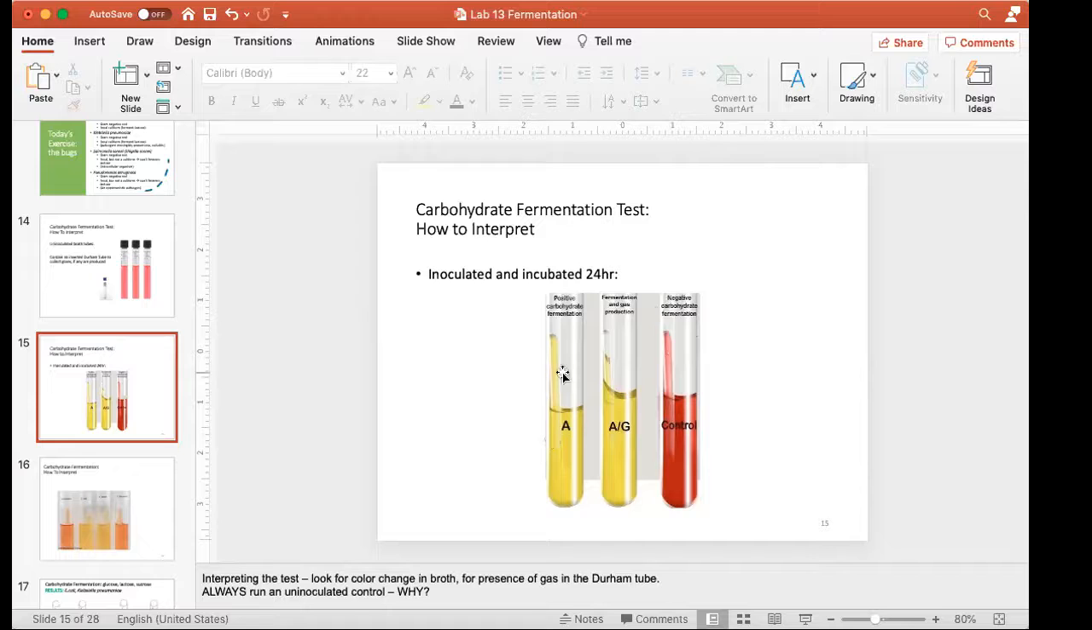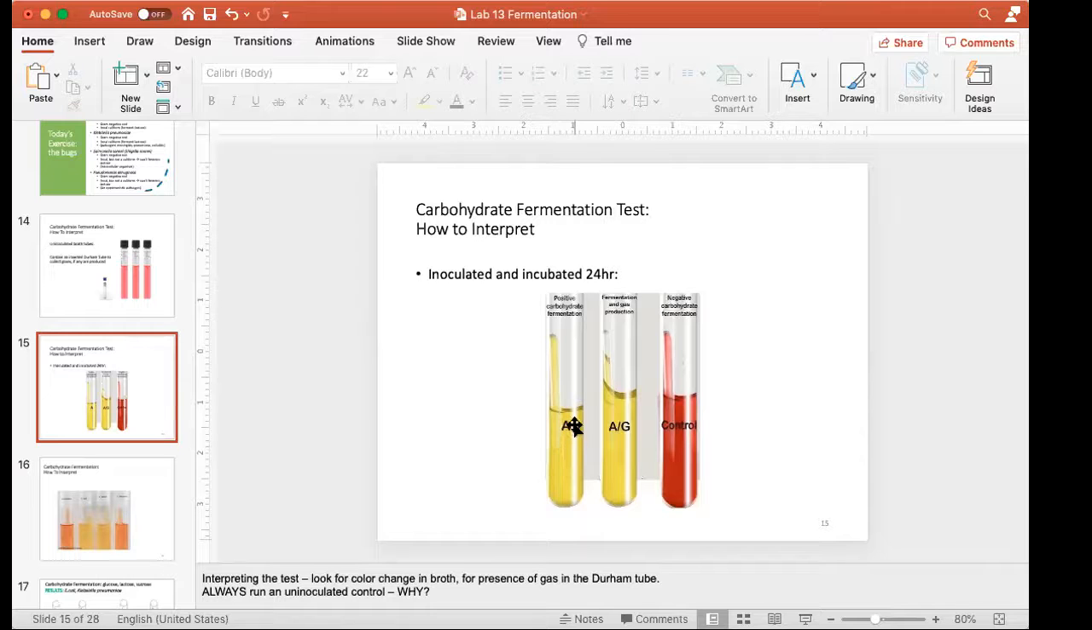Now, on this slide, in this picture, you can see 3 tubes. You can see an uninoculated control tube, and then you can see 2 tubes that have been inoculated and incubated with 2 different organisms. And there's some results typed over the tubes. This first tube on the left has turned yellow, so that's a positive result for acid production, and that's why you've got an A there.